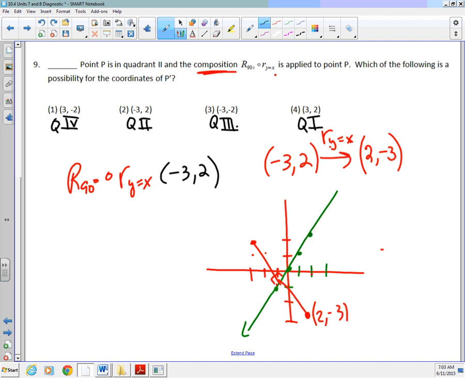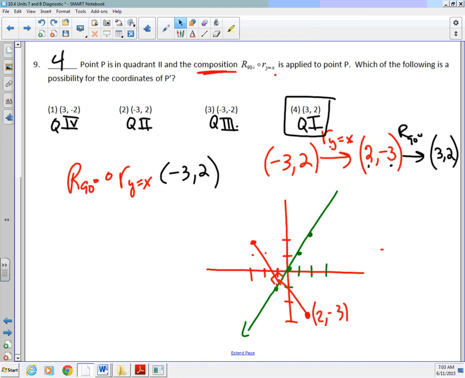And then I'm going to rotate 90 degrees. We just did that rule, so I'm just going to apply the rule. It's (negative y, x), but I'm doing it to (2, negative 3). That's why there's a chain here going on. So I'm going to do that to (2, negative 3). I'm going to get (negative y, x), which gives me (3, 2). And that would end up being in quadrant 1, choice 4. Okay, that's definitely a trick on the trickier side.